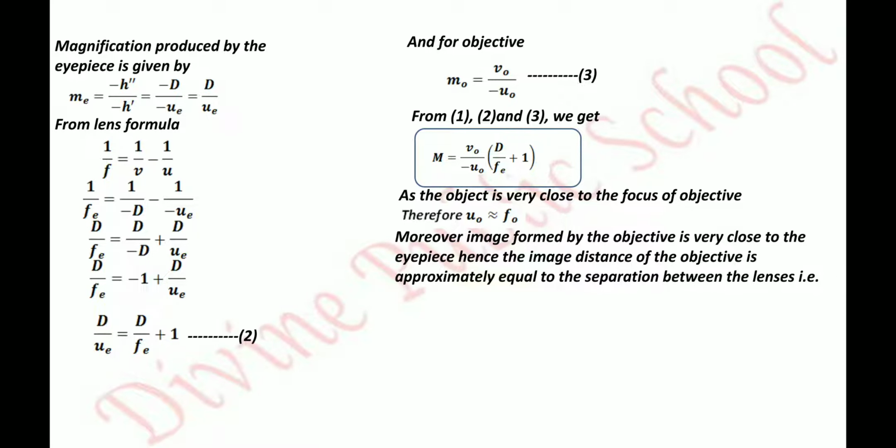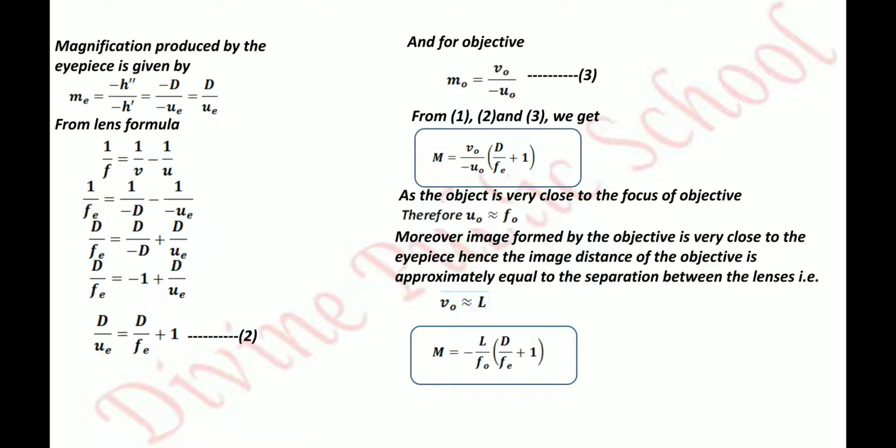of the objective is approximately equal to the separation between the lenses, which is defined by capital L. So VO can be taken as capital L. It is not there in the diagram, it is a further approximation considered. So in place of VO we should write L, in place of UO we should write FO. So we are going to have capital M is equal to minus L upon FO in bracket D upon Fe plus 1. This is the final formula for the magnification, for the magnifying power of the compound microscope when the final image is formed at the least distance of distinct vision.